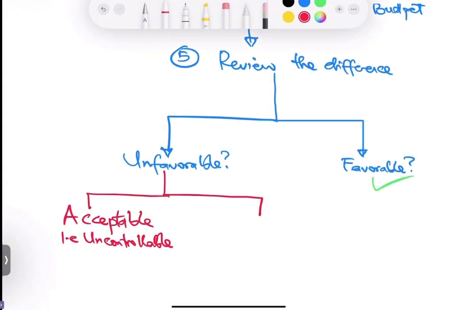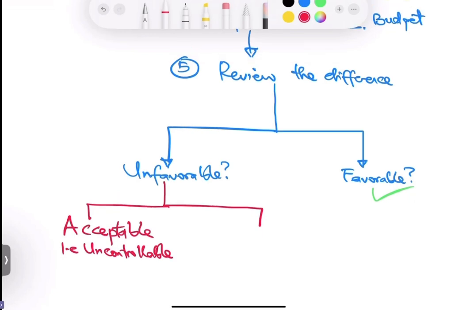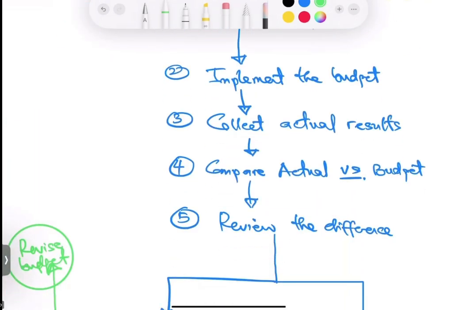And if that is the case, we can pardon the guy and say, okay, we will revise the budget because the budget is out of your control. So we'll revise the budget. When we revise the budget, what we're trying to do is to make it realistic. And once we revise it, we can go back and after some time, collect actual result again and go through the same process to see how the guy is performing.